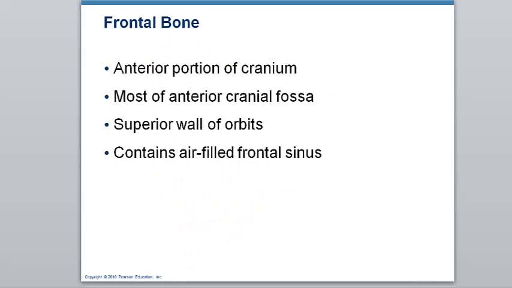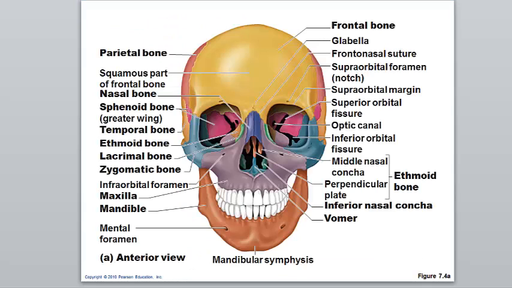It has air-filled sinuses. Basically, the sinus is in this area, right over here. You're going to see two sinuses. You have to cut the bone in half to see the sinus. A sinus is nothing but empty pockets inside the bone. That's the reason why you have a headache when you have sinusitis. Right over here are the frontal bone sinuses.